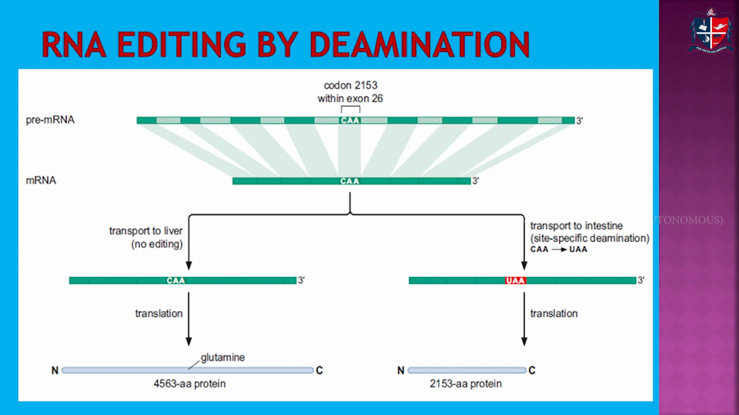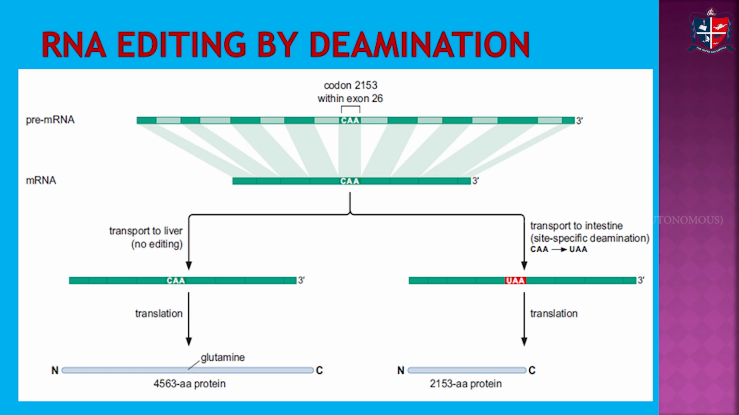And when the same protein reaches the intestine, it gets altered. The alteration is site-specific deamination of cytosine. And the cytosine is deaminated to form uracil or uridine. This uridine residue, when it forms, changes the codon into UAA. Instead of CAA, you have UAA in the position, and this UAA is actually a stop codon.